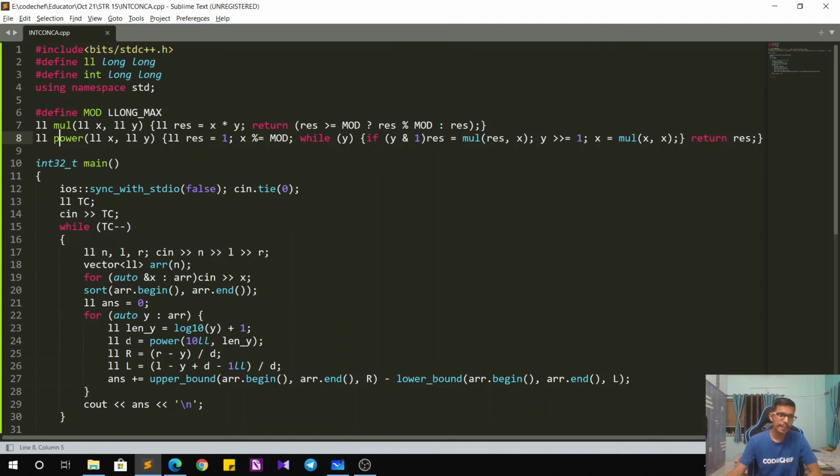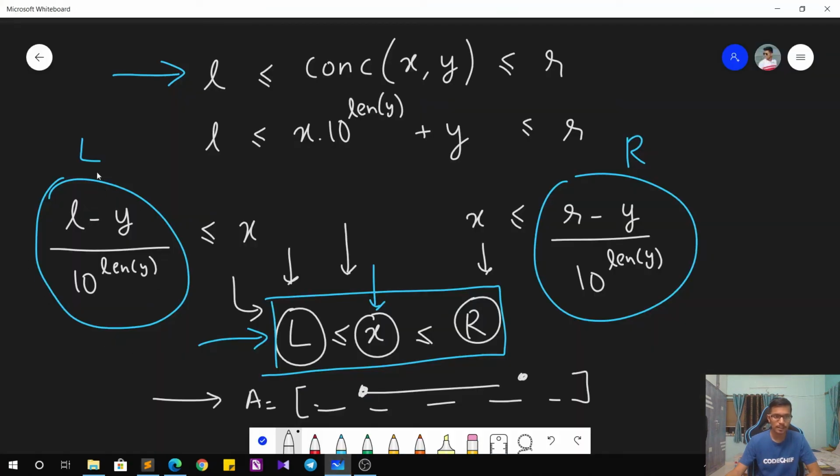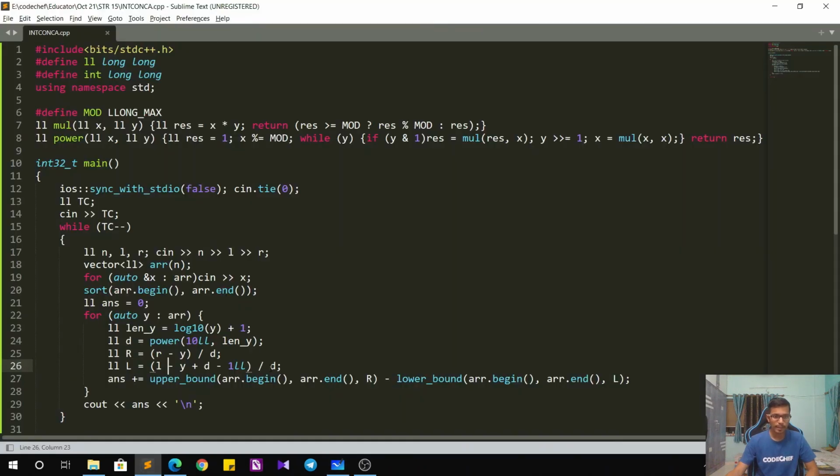So once after D calculated, I now calculate the values of capital L and capital R, which is basically these numbers present in circle. Okay, so L minus Y divided by 10 to the power length of Y. So that is over here, capital L. Okay, I am just taking the ceil of the value because it may happen that we are getting a fractional number as well. So we don't want that. Also for R, we don't need to take the ceil. We can just take the floor. So R minus Y divided by D. And there it is. We have the values of capital L and capital R calculated.